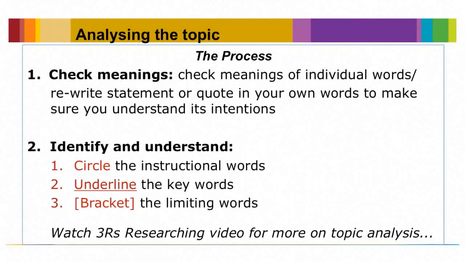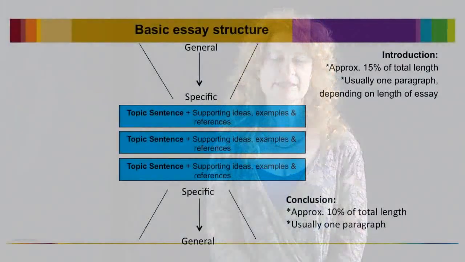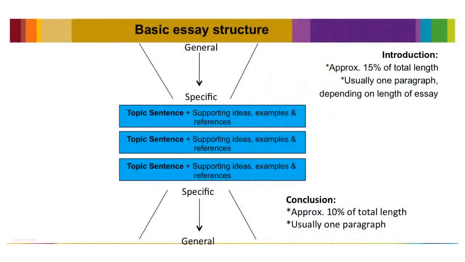Second, there is a 3-step process you can follow with analysing any topic, which is the following. First, circle the instructional words. Second, underline the key words. Third, bracket the limiting words. If you follow this process every time, you'll be less likely to miss anything out. But before you can start writing, it's really important to understand the structure that you will need to use.